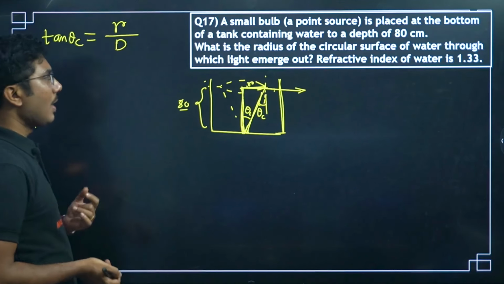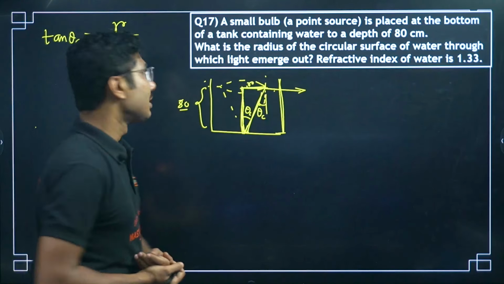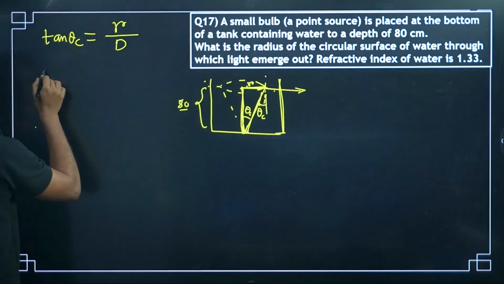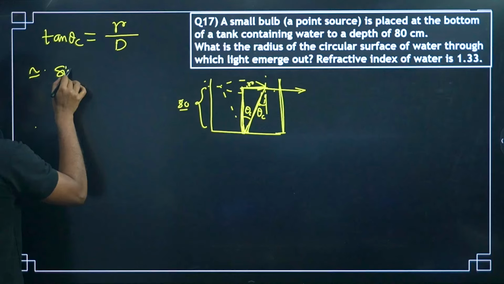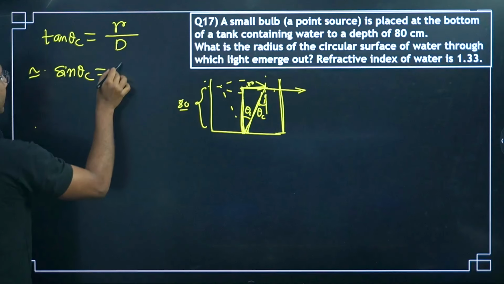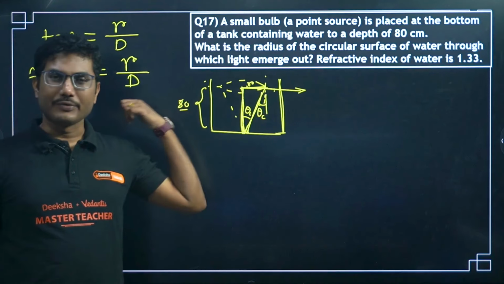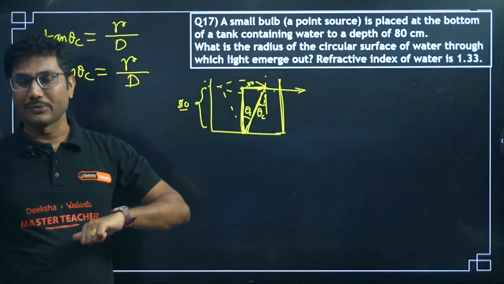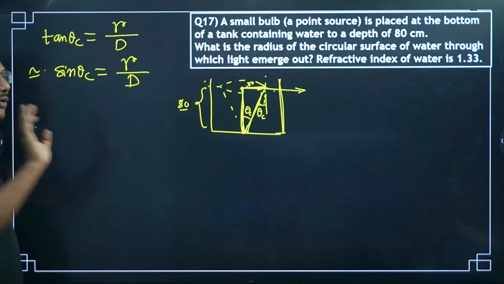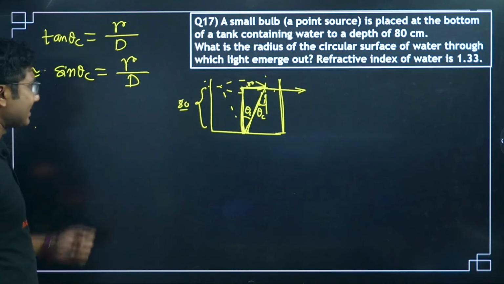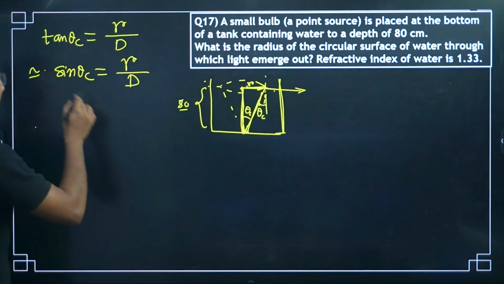Now, if you consider this angle theta c to be very, very small, then tan theta c can be considered, as an approximation, closer to sin theta c, which equals r by d. You can also calculate sin theta c and from there calculate tan theta c using formulas, that is also okay. But for now I am assuming theta c's value is small, so this is close to sin theta c.